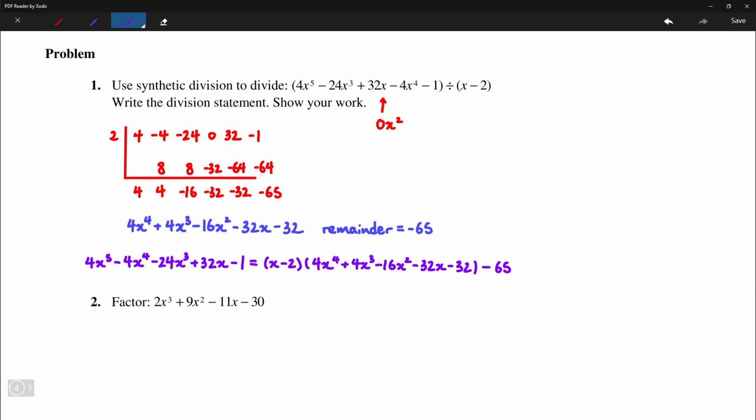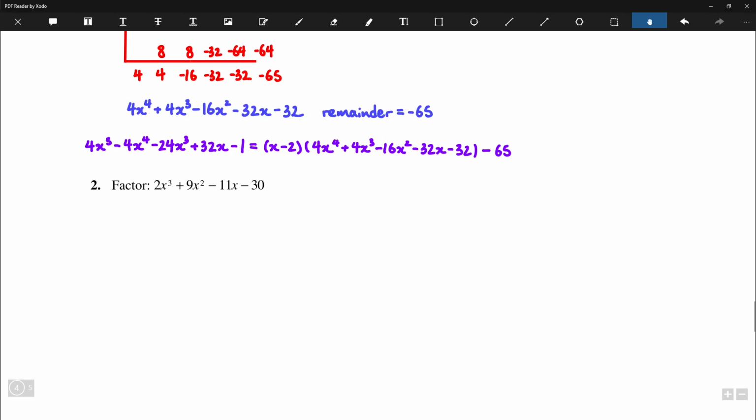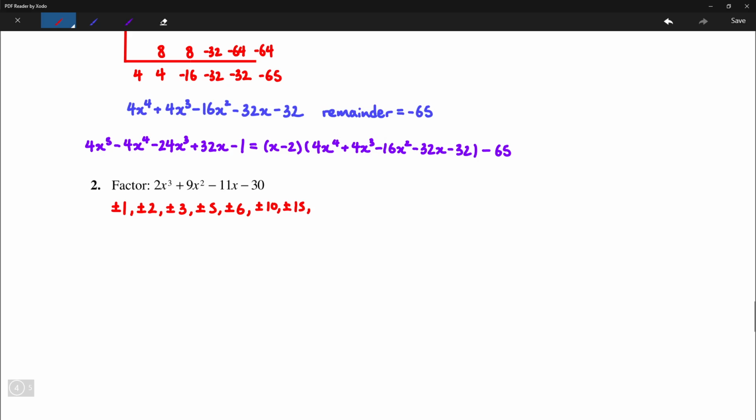Okay, so the second question we have, it's very similar. We have a factoring question. So here we're going to try the factors of 30. So that will be plus minus 1, plus minus 2, plus minus 3, plus minus 5, plus minus 6, and then plus minus 10, plus and minus 15, and finally positive or -30. I'm going to start by trying the positive integers first. So first one we'll try is 2 times 1.